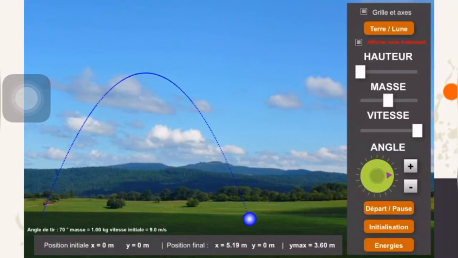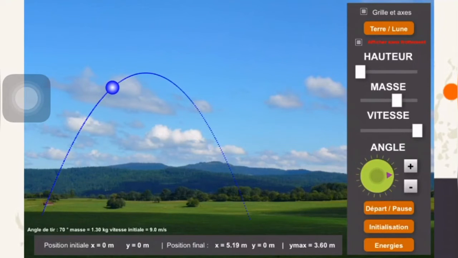5.919 meters, y is 0, and y max is 3.6 meters. So the maximum height that the projectile attained is 3.6 meters. Now let me vary the mass of the projectile for the same angle. So now let it be 1.3 kg. Let me see the nature of the projection.